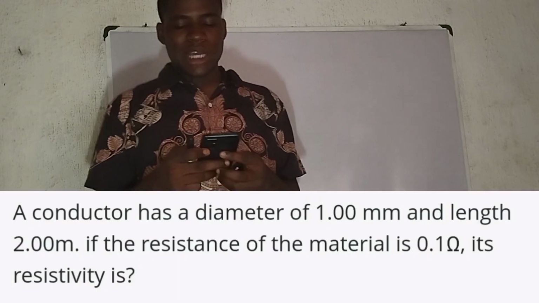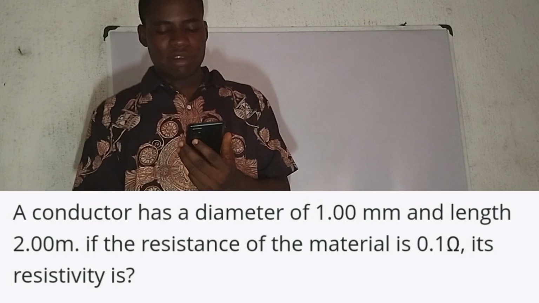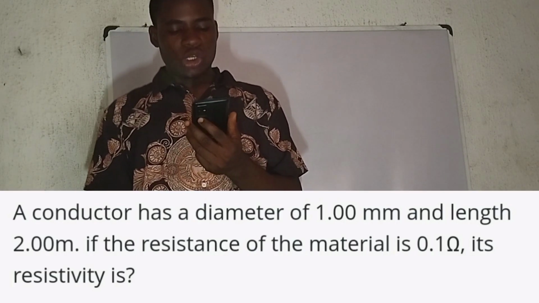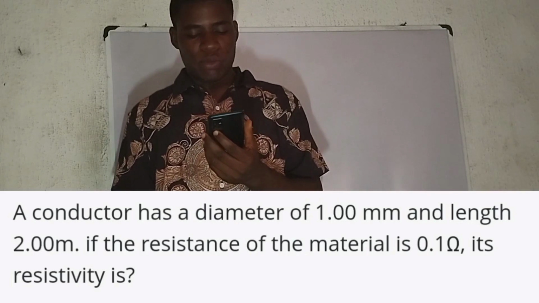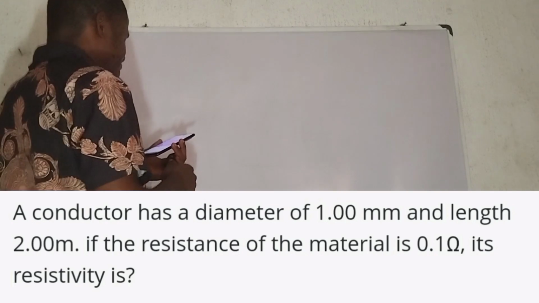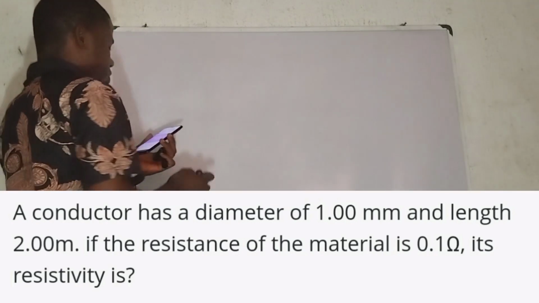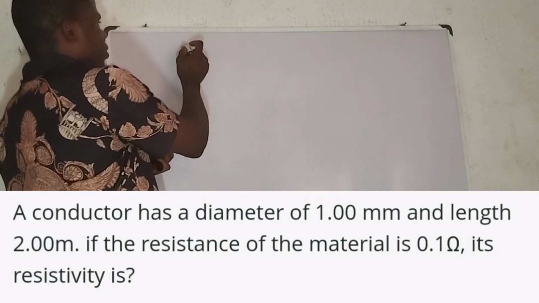A conductor has a diameter of 1 millimeter and length 2 meters. If the resistance of the material is 0.1 ohm, its resistivity is dash. And the question is actually coming from resistivity. Now, what's resistivity? It is the resistance of a unit length of a conductor per unit cross-sectional area. Now, this is the symbol for resistivity.